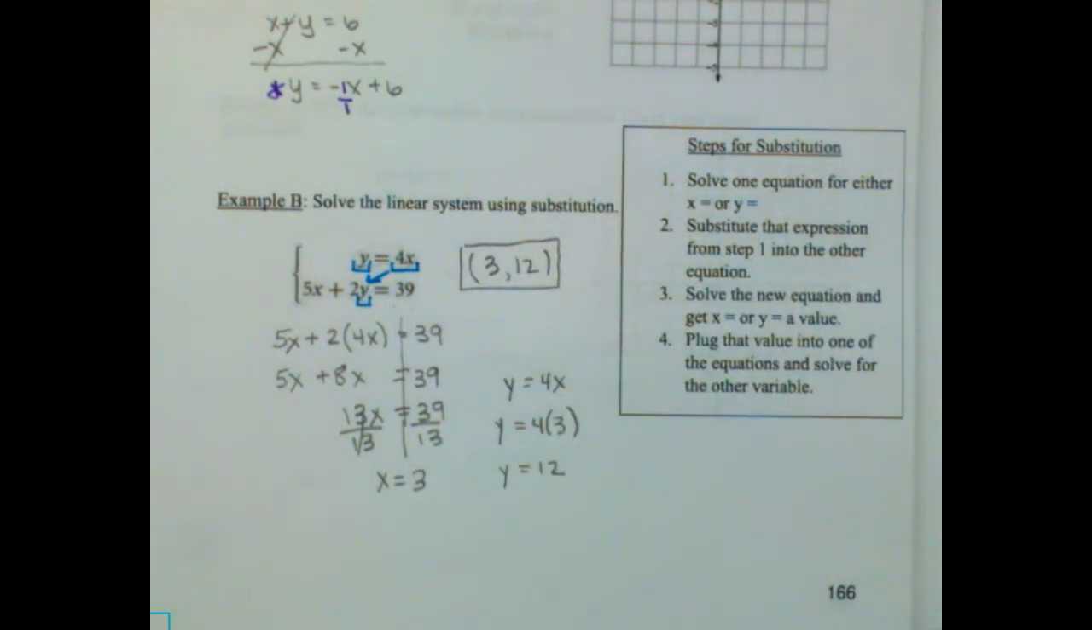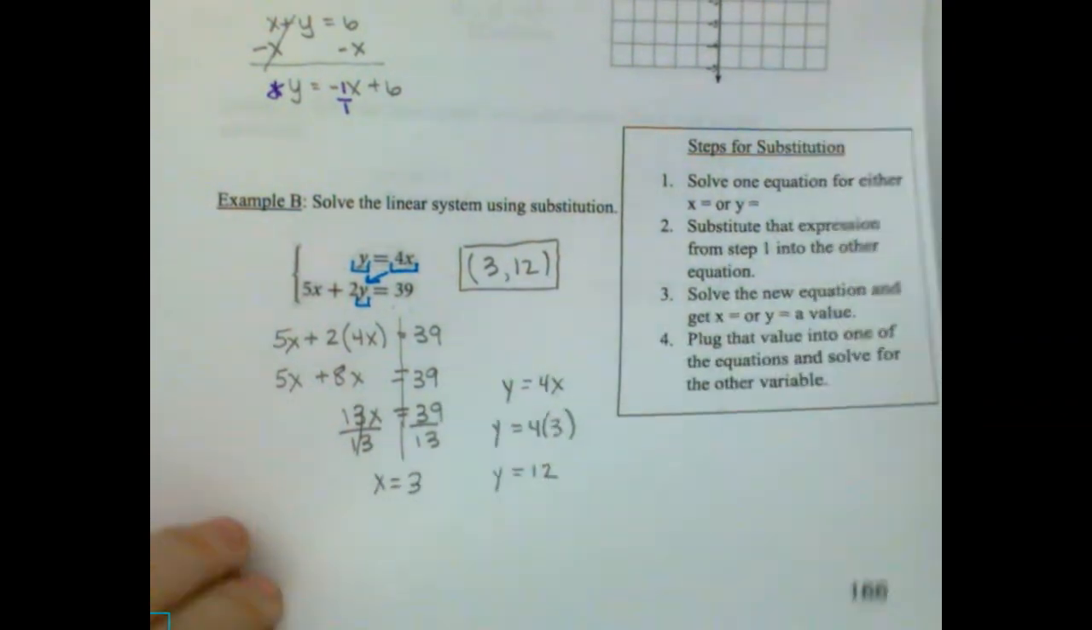Okay. Systems always have a solution that, as a coordinate pair, will always have an x equals and a y equals for every answer. Okay. Let's take a look at a couple more examples here.